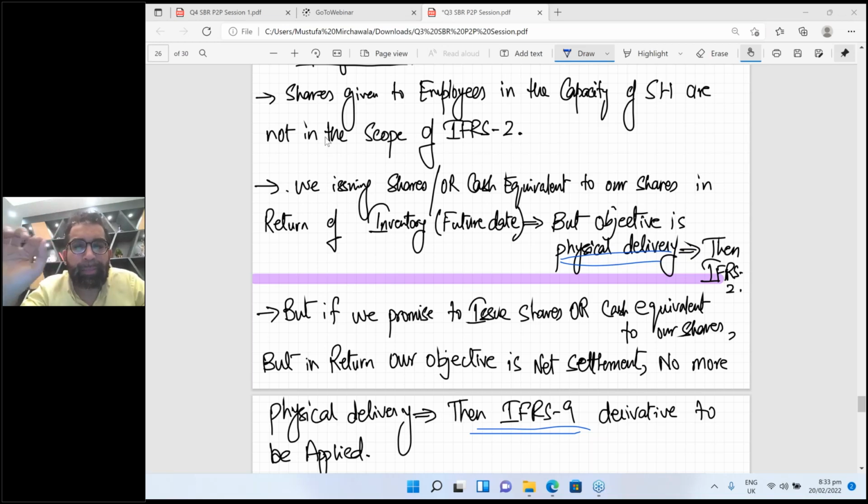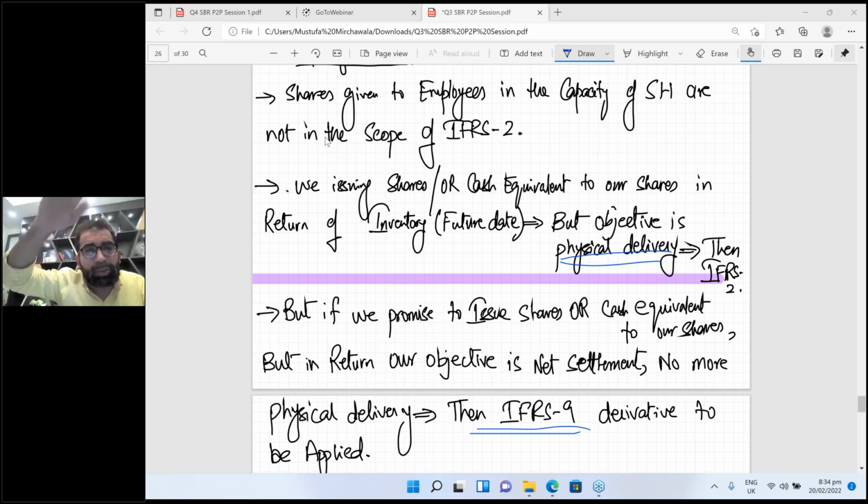I repeat once again, as last time: if your objective is physical delivery, ordinary course of business, routine business, that means I buy sugar and I sell. And if I'm paying in the form of shares, or the market price of my shares in the form of cash, then it's okay. This is proper IFRS 2. This is a normal thing. But if my objective is just to enjoy the price fluctuation, this is a sort of gambling.